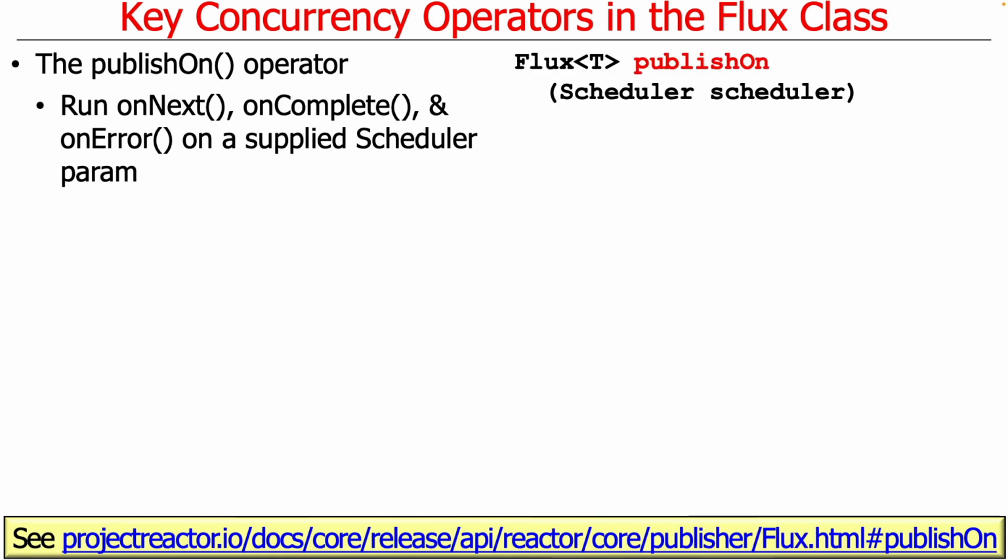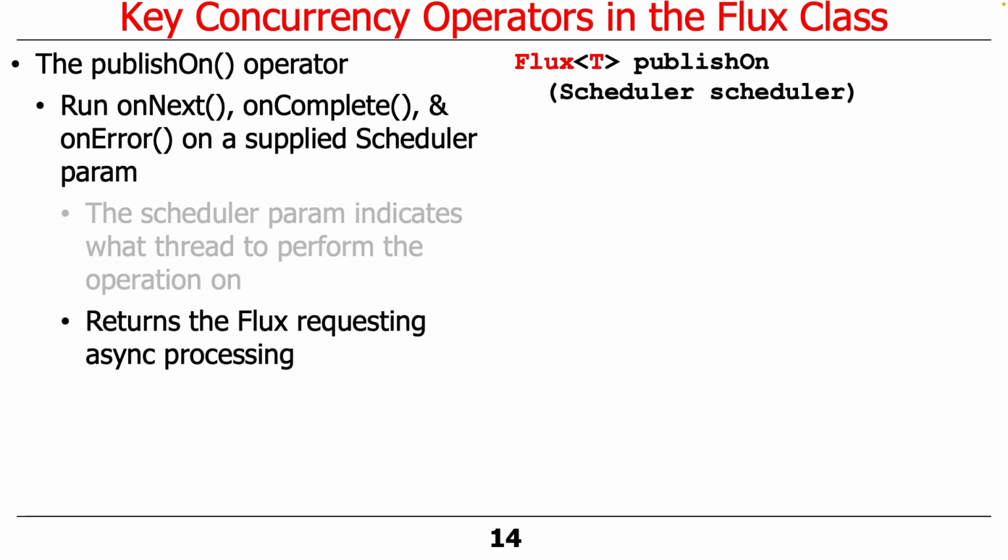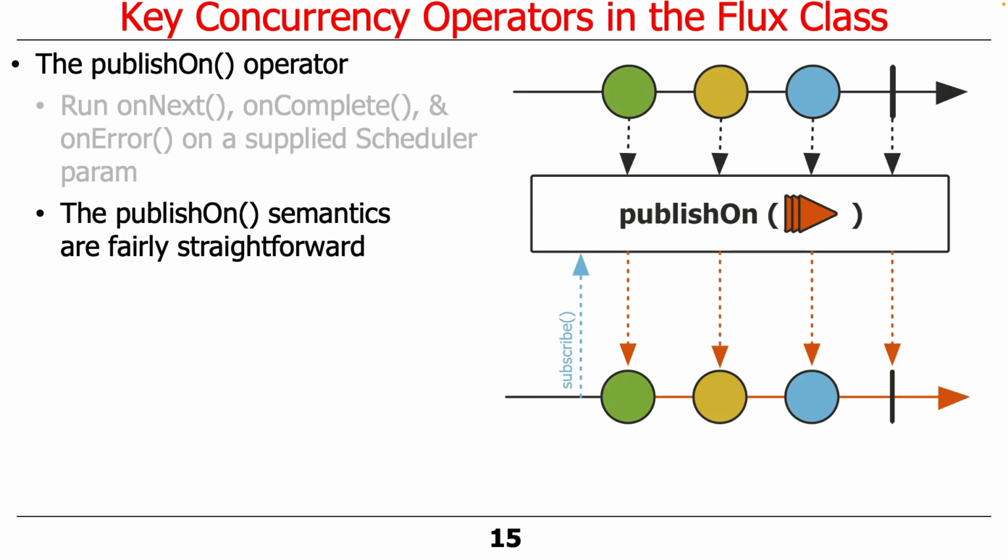Let's talk about publish on. So publish on is an operator that, again, like subscribe on, will run all the various signals like on next, on complete, and on error in the supplied or the given scheduler parameter. And once again, that indicates what we want. Again, we factor out schedulers so we can plug and play that with monos and parallel fluxes and fluxes to get maximal reuse. And like subscribe on, publish on returns a flux that is now going to be enabled to process things asynchronously using the given scheduler context.